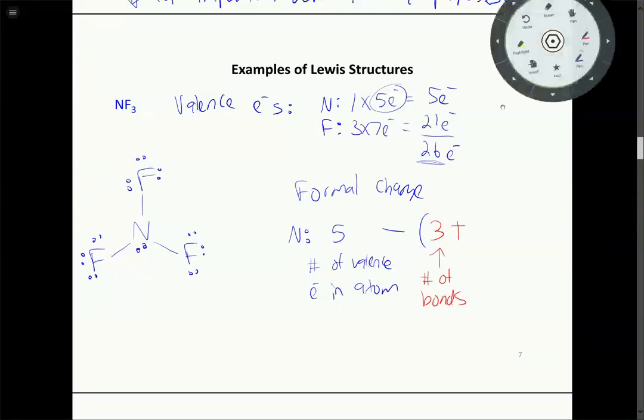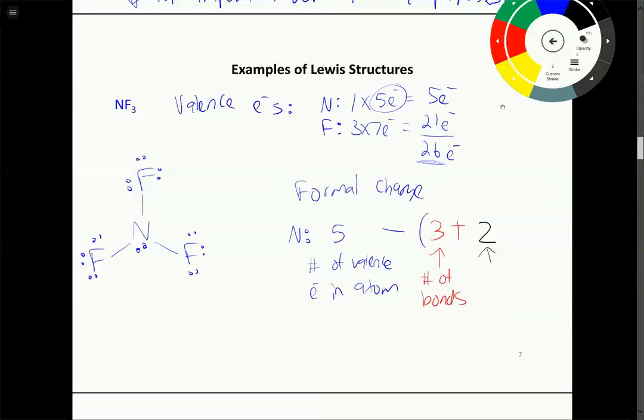And then the other thing we need to subtract is the number of non-bonding electrons. So we include non-bonding electrons individually, so that's the number of lone pair or non-bonding electrons. So nitrogen again has this 2 here. So we do that subtraction and we end up with a formal charge of 0 for nitrogen.